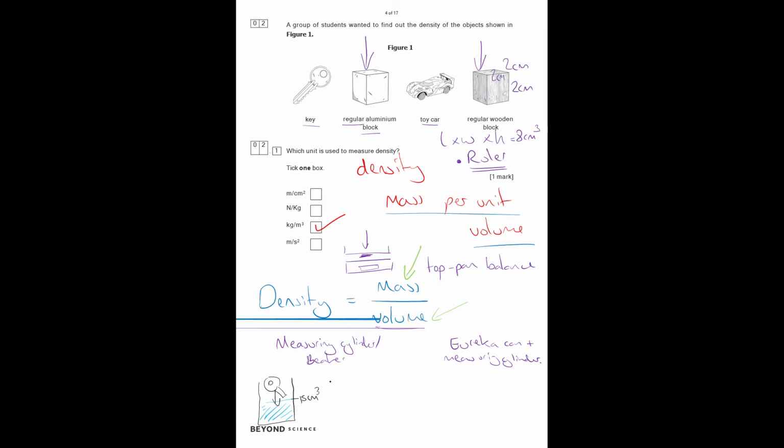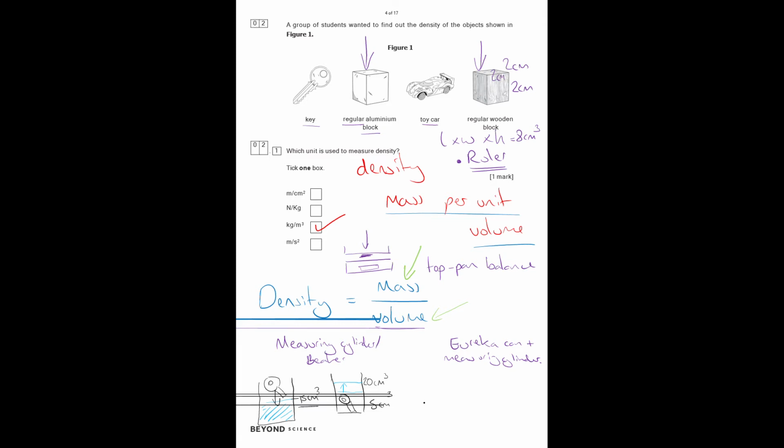I'm sure you recognize that when I drop that key in, the water level is going to rise. How much does it rise? Well, usefully, that water level is going to rise by the volume of the key. Therefore, the difference between my old reading of 15 centimeters cubed and my new reading, say it goes up to 20 centimeters cubed, is the volume of my key. So my key is 5 centimeters cubed in this case. That's how I'd use a measuring cylinder or beaker to do that with water.